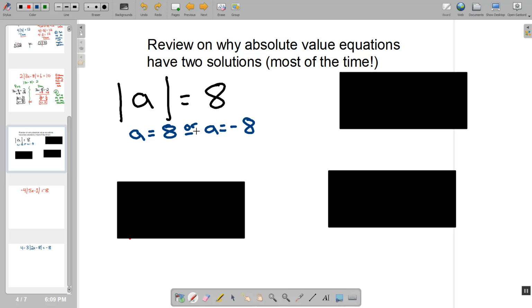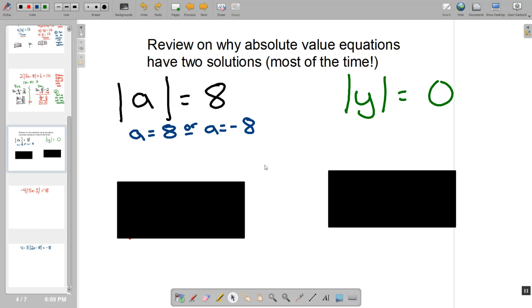have these two possibilities. If we look at the problem on the right, this is another example when there is only one answer, because y can be 0 or y can be negative 0. The problem is negative 0 is not a thing. Therefore, there is only one answer to this problem.